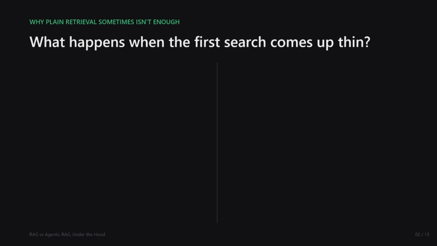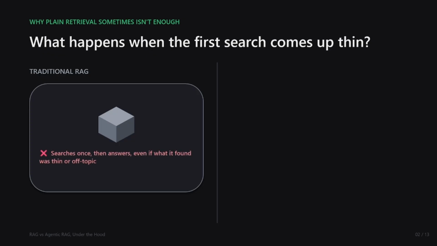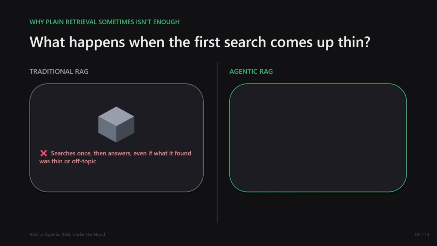Let's start with the problem. Sometimes the first search does not find strong information. It may find only a small piece of evidence or it may find something slightly off topic. Traditional RAG usually still moves forward and gives an answer from whatever it found. Agentic RAG is different. It checks whether the evidence is strong enough. If the evidence is weak, it searches again. So agentic RAG behaves more carefully before answering.